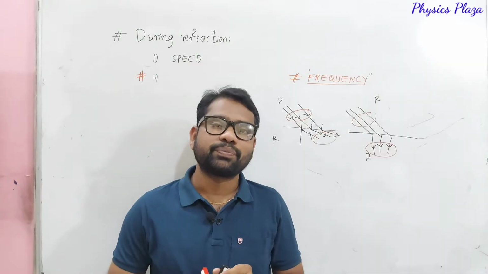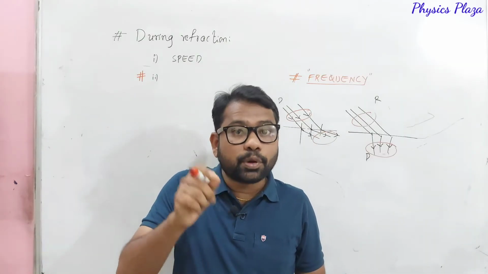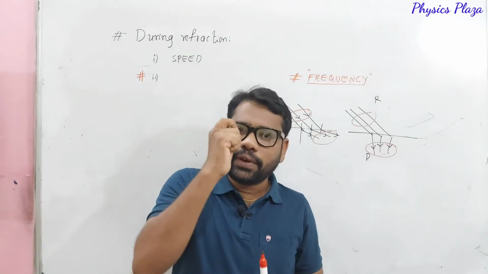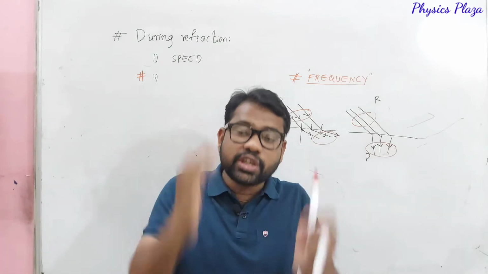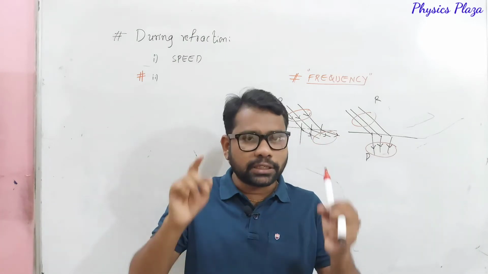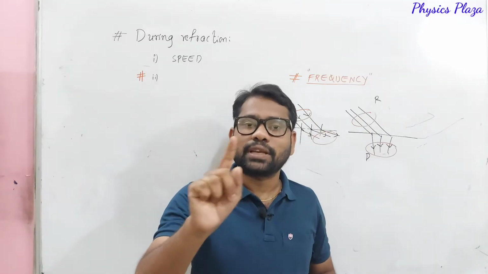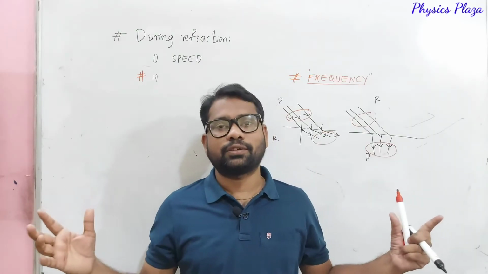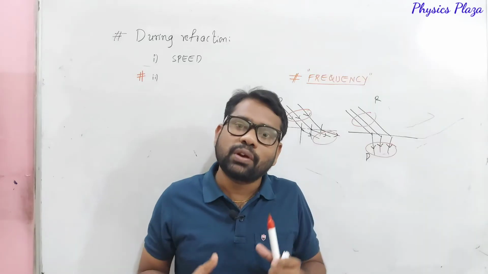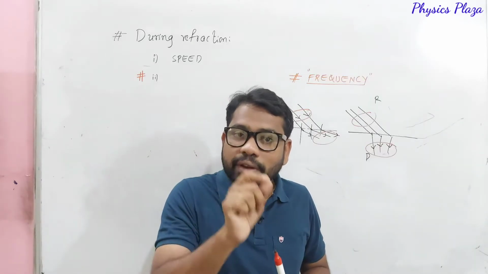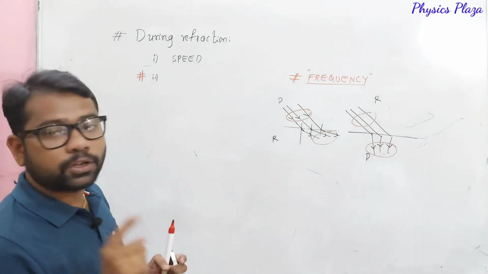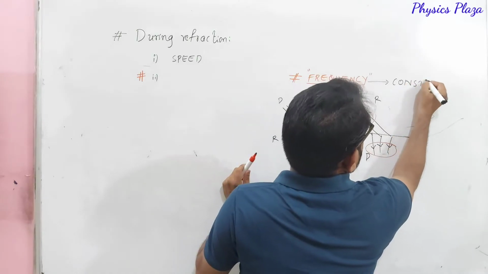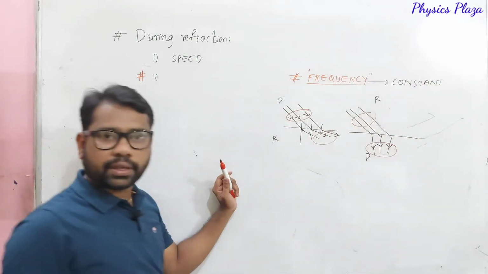Very important, children: frequency is a characteristic property of the source of light. As long as the source of light is the same, frequency remains constant. You have to change the source of light in order to change the frequency. For our Earth, the natural source of light is the sun, and we are not going to change the sun, right? So during refraction, frequency remains constant. That's fine.